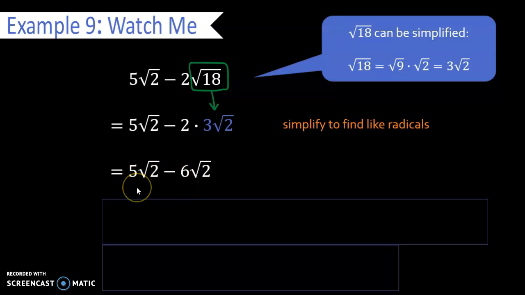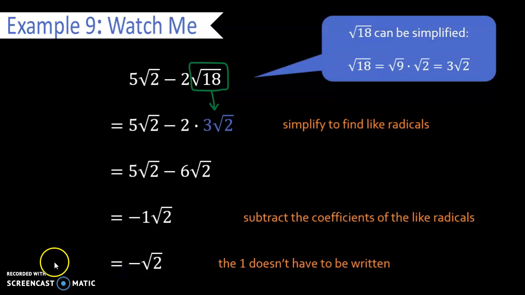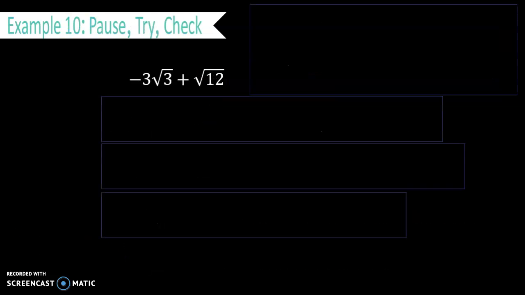If I have 5 square roots of 2 minus 6 square roots of 2, that gives me a total of -1 square roots of 2. You don't have to write the -1 if you don't want to. The negative part still needs to be there. The 1 is optional. Either one of these bottom rows would be an acceptable answer for this problem. I'm going to go ahead and give you one to pause, try, and then we can check it.